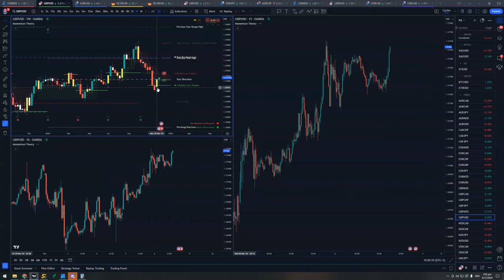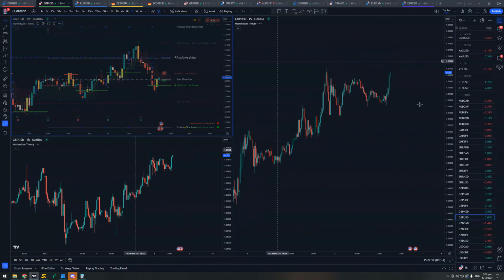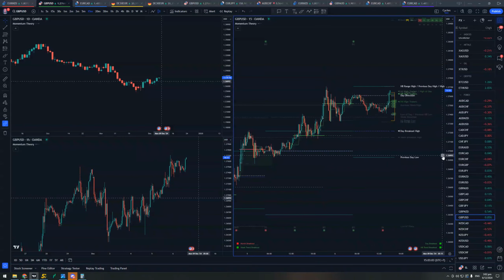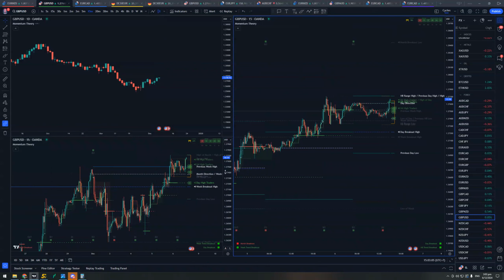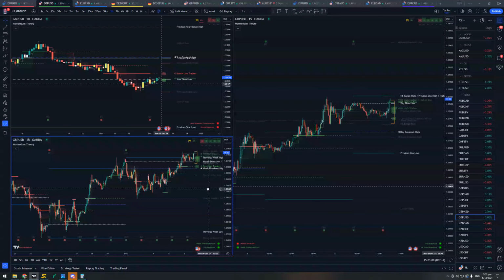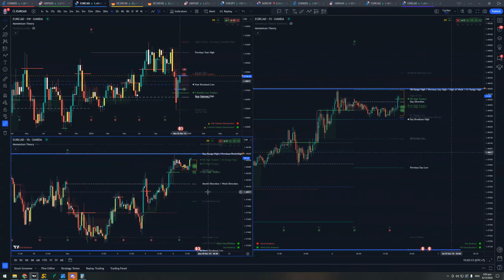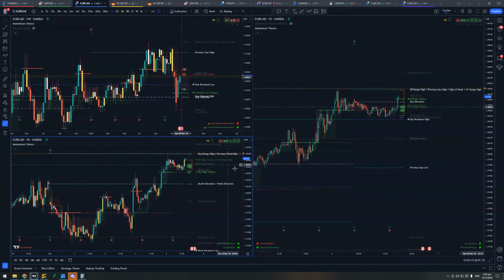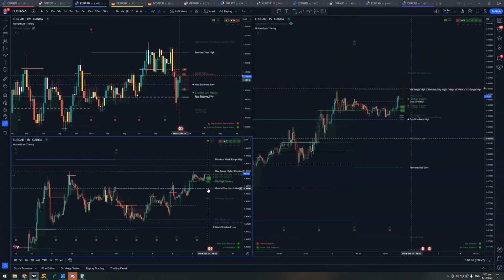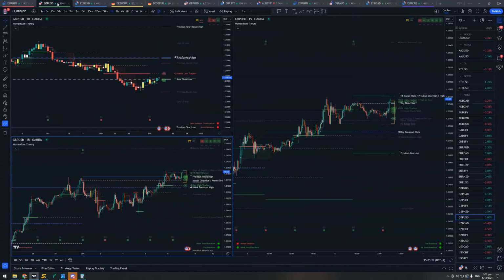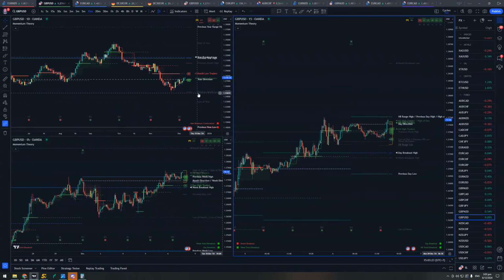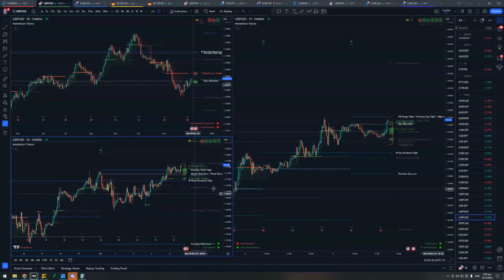So this one flipped the breakout level, but broke out above. So this one also could be trying to break out. It's in a nice box here, EuroCAD. Okay, I'm gonna go with GBP USD if it can break out above this level.